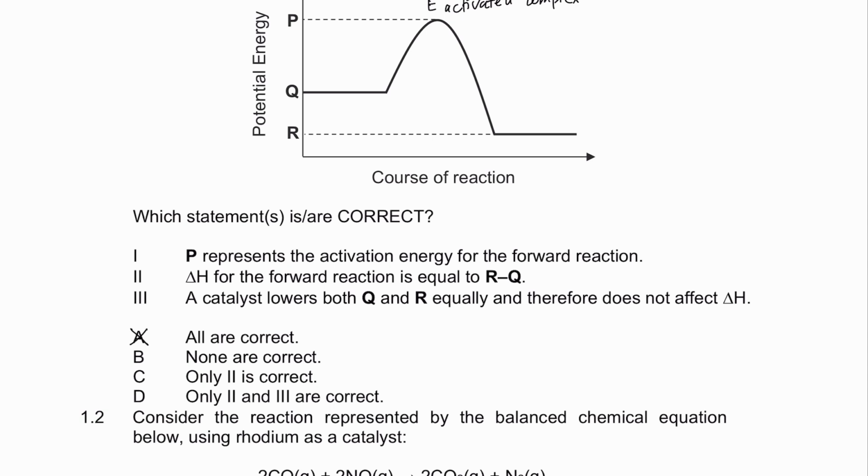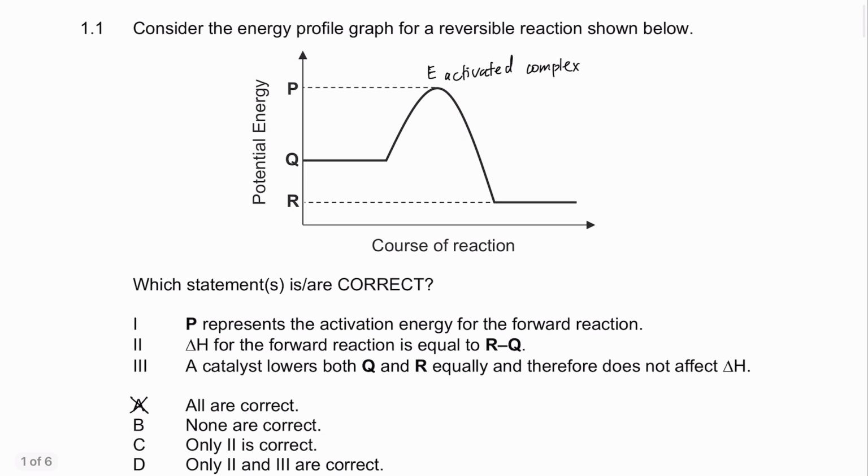Let's look at point 2. 2 says delta H for the forward reaction is equal to R minus Q. Remember, we can calculate delta H by subtracting the energy of reactants from the energy of products. The energy of my products is R, the energy of my reactants is Q. So this is correct. So 2 is correct, and so we can eliminate B.